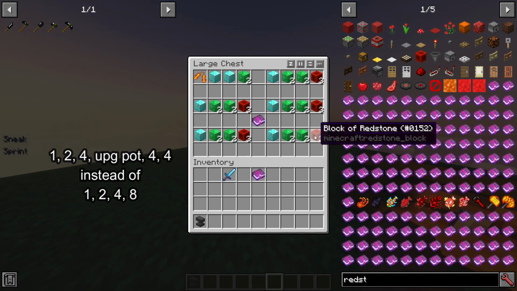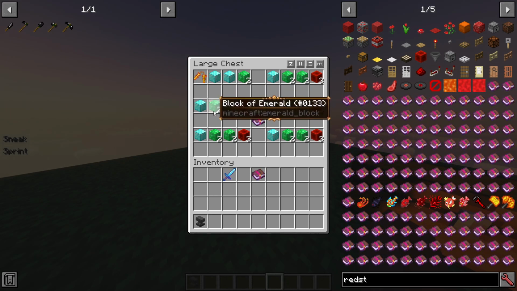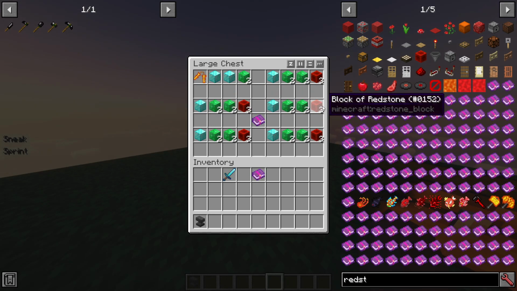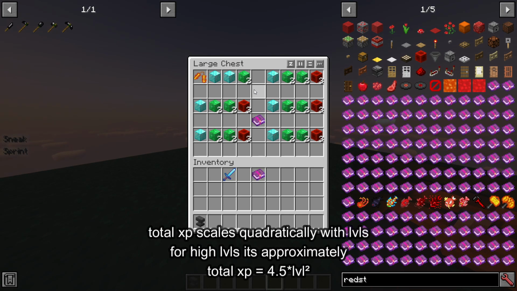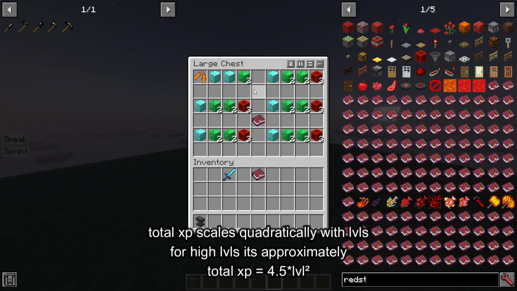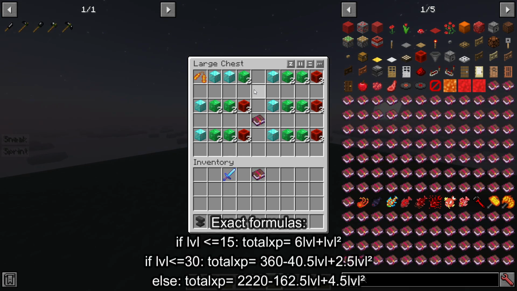That's way cheaper in XP because you always have to pay the sum of the base enchantment costs. And of course 8 enchantments will cost more than 4 enchantments in levels. Levels scale slower than XP, so it's kind of quadratic. It's mostly quadratic, so getting to level 60 is going to cost 4 times the amount of XP than going to level 30 from 0.